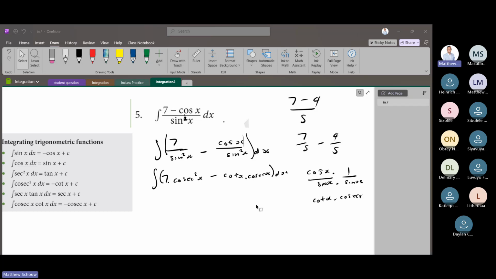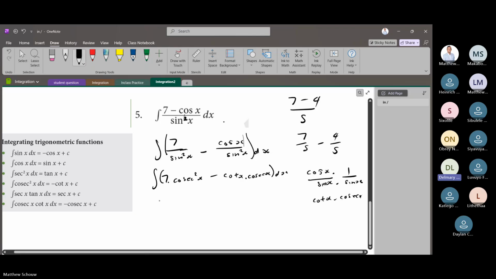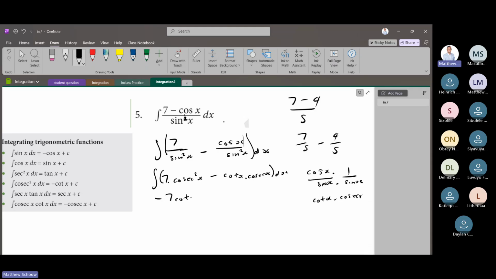Could you just get that answer? Minus cot x plus cosec x plus c. Minus cot x, yes, I agree. Plus cosec x plus c. Plus cosec, I agree with that. Colleagues, you all agree with that?